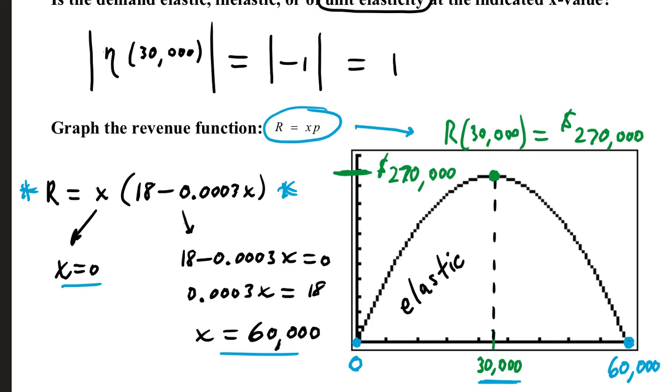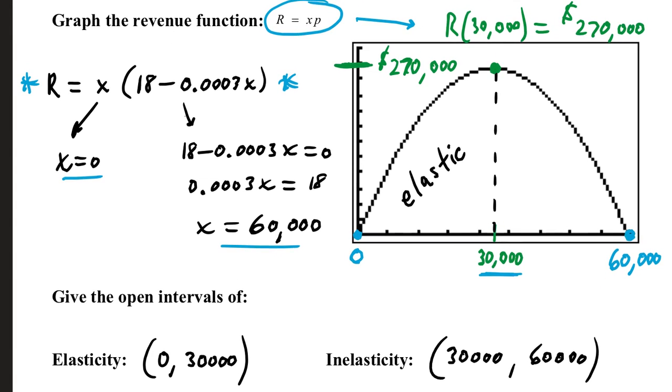Halfway, 30,000. That is where our unit elasticity occurs, and revenue at that value, 30,000, is 270,000. That will also help you decide on which graph is correct. Elastic is always the first half of your revenue curve. Inelastic is the second half of your revenue curve.